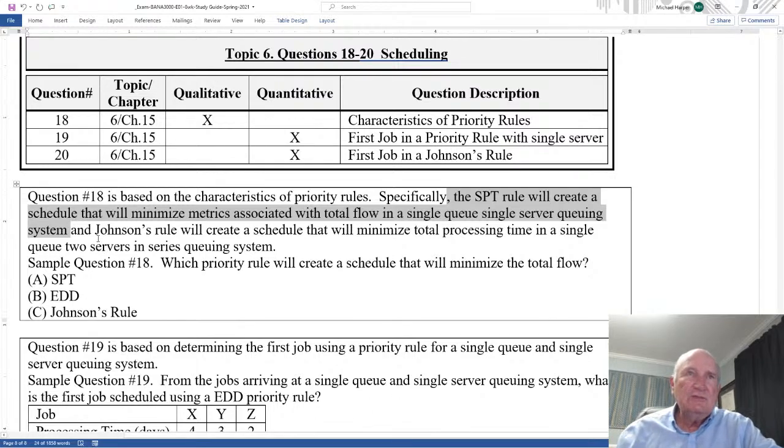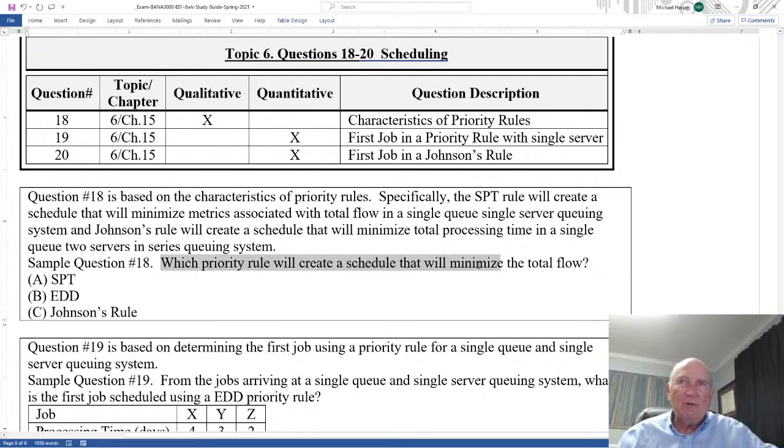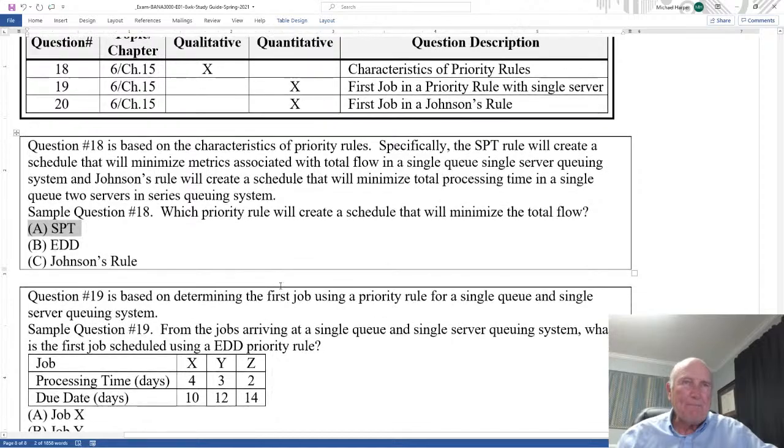And Johnson's rule will create a schedule that will minimize the total processing time in a single queue, 2 servers in series queuing system. And so that's the Johnson's rule. So I'll ask you either about the SPT rule or the Johnson's rule on your particular exam. Which priority rule will create a schedule that will minimize the total flow? That's the SPT.